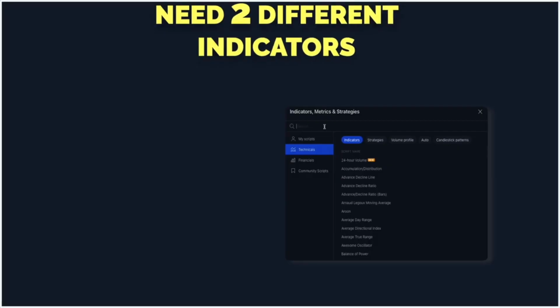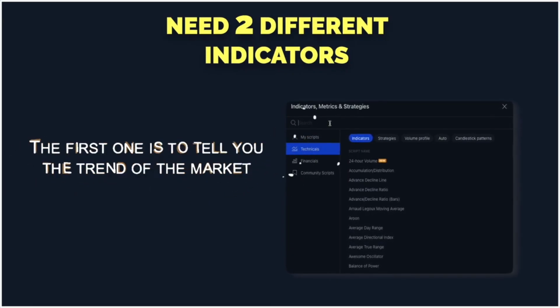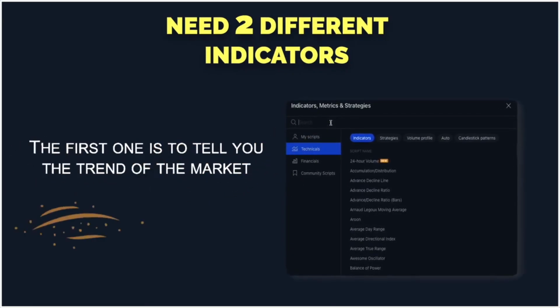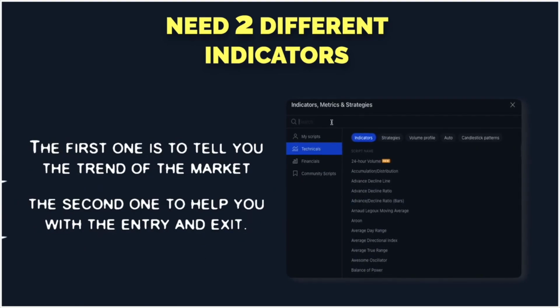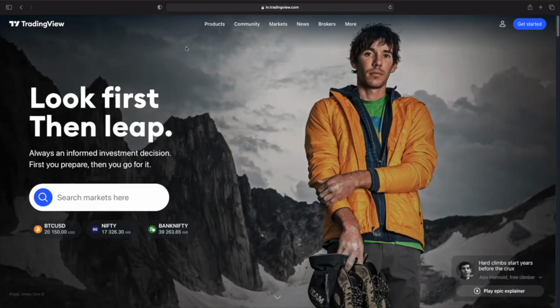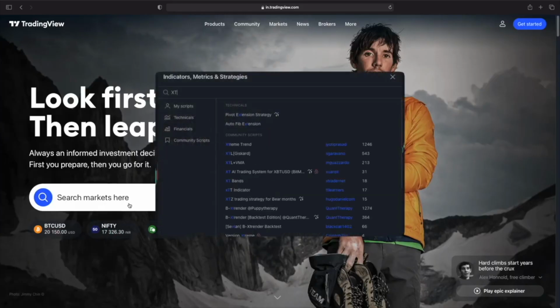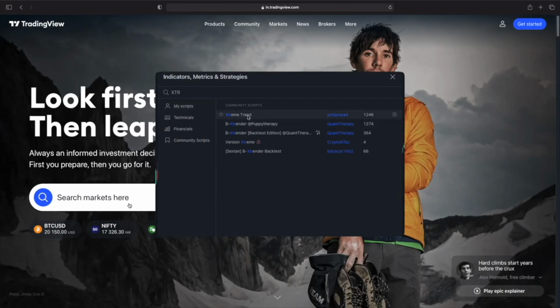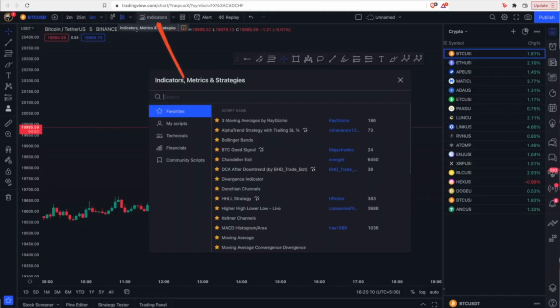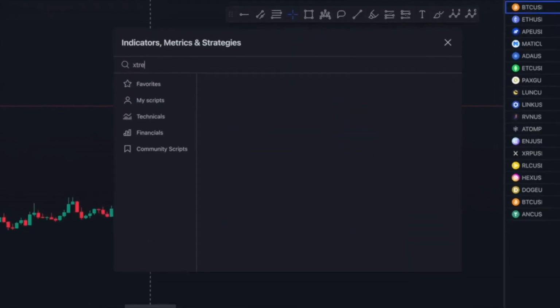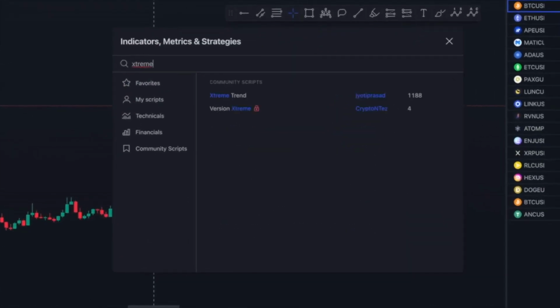For this strategy, you will need two different indicators. The first one is to tell you the trend of the market, and the second one to help you with the entry and exit. So the first indicator for getting a proper trend, we will be using the X trend indicator. To add this indicator to your chart, go to the indicators option over here and search for extreme trend by Jyoti Prasad and add this to your chart.